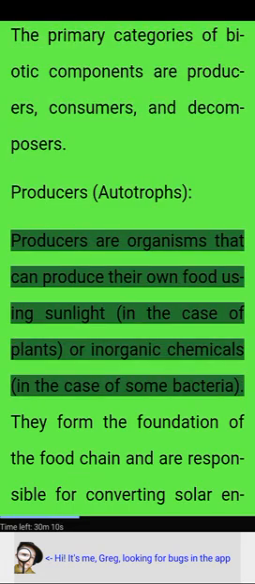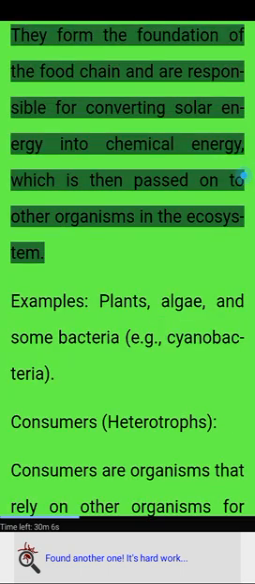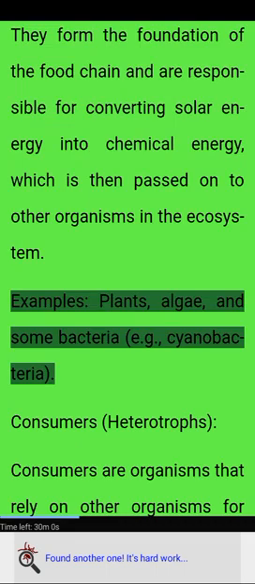Producers, autotrophs. Producers are organisms that can produce their own food using sunlight, in the case of plants, or inorganic chemicals, in the case of some bacteria. They form the foundation of the food chain and are responsible for converting solar energy into chemical energy, which is then passed on to other organisms in the ecosystem. Examples: plants, algae, and some bacteria, e.g., cyanobacteria.